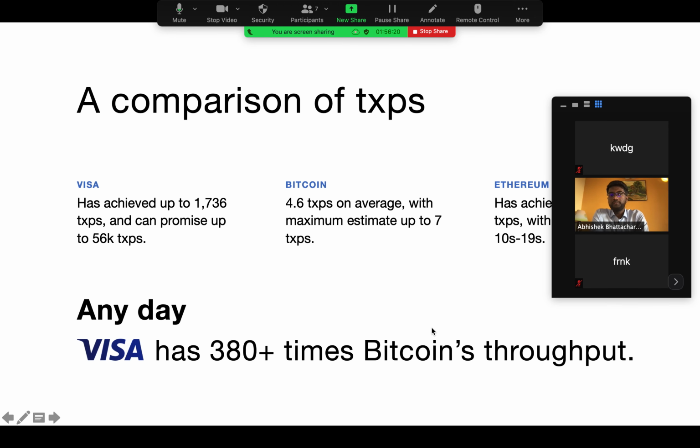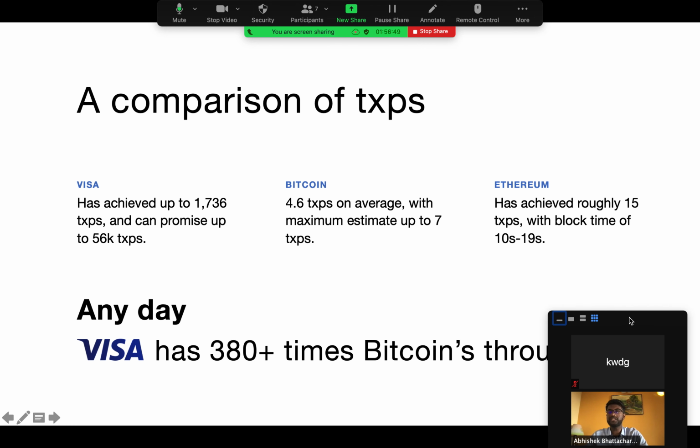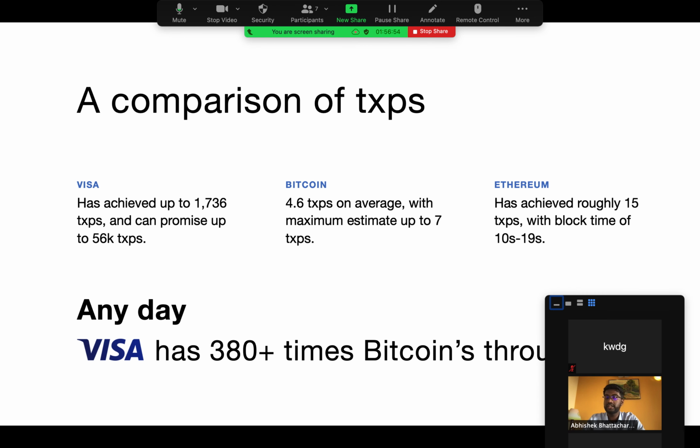So if you take a look here, let's do a comparison of transactions per second, right? When we are doing a comparison of transactions per second, you can take a look on the screen. Massive difference between the kind of capabilities that we have. Bitcoin, based on the 10-minute average block time, is calculated to have around 4.6 transactions per second, right? Maximum 7. Ethereum has 15 transactions per second. Way better than Bitcoin, of course, but still 15 transactions per second, that's all.